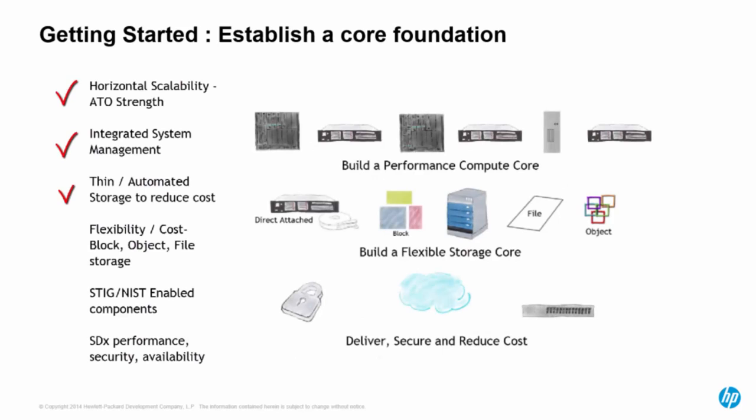So some of the strengths we're really looking at, in review: we've talked about horizontal scalability, ATOs, that strength, right? We talked about that. Integrated system management. So you want to find some sort of data analytics engine and company. Remember, elephants do not float on clouds. They take all three of these areas to actually produce a data analytics environment. So you want some sort of integrated system management. In the storage arena, you need that flexibility, right? Cost, block, object, file, and so on, as well as some sort of automated workflow to reduce your cost, thin provisioning, those types of technologies. Now, STIG and NIST enablement.